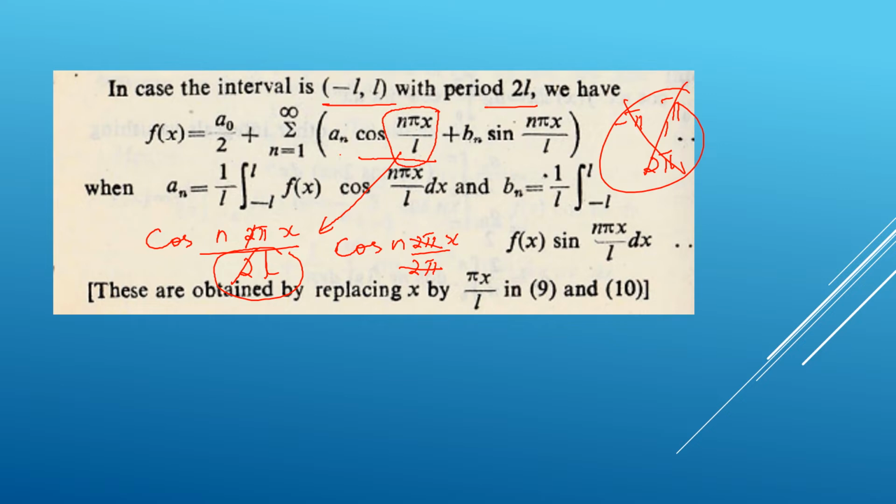And an equal to 1 divided by L. It was 1 by pi we used there; in general form, it is 1 by L. So an is 1 by L integral minus L to plus L f of x cos n pi x by L dx, and bn equal to 1 by L integral minus L to plus L f of x sin n pi x by L dx. So this is the general form of Fourier series with any limits minus L to plus L.